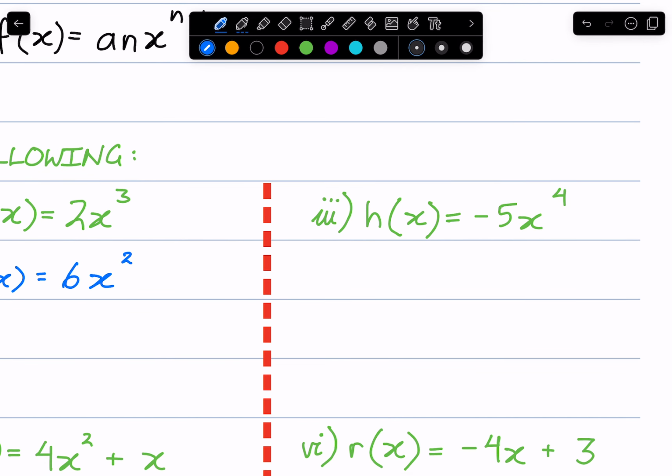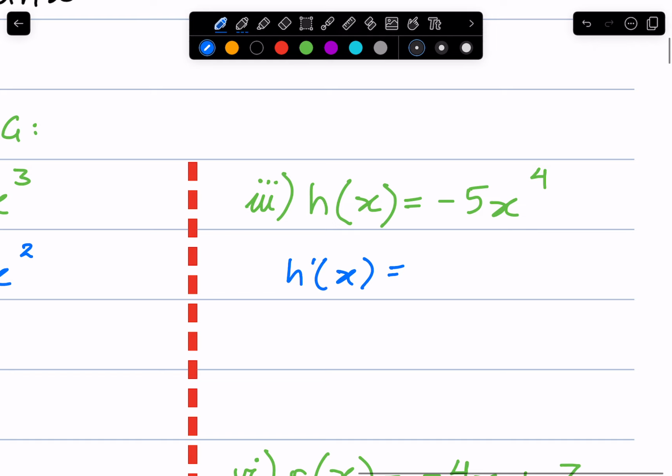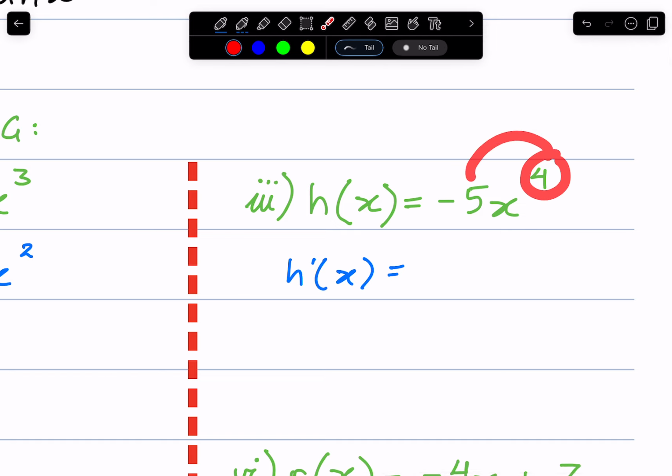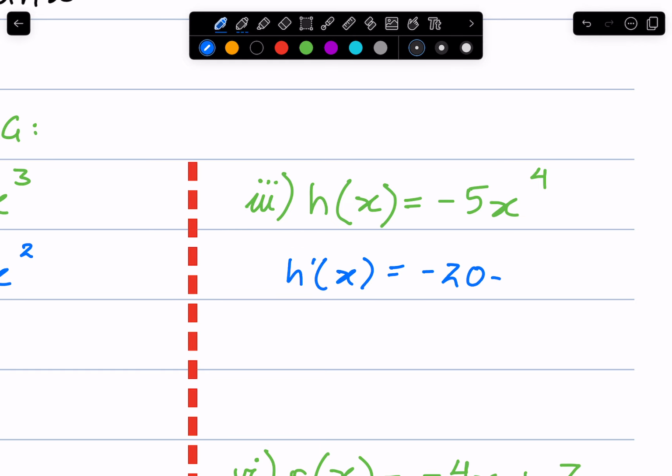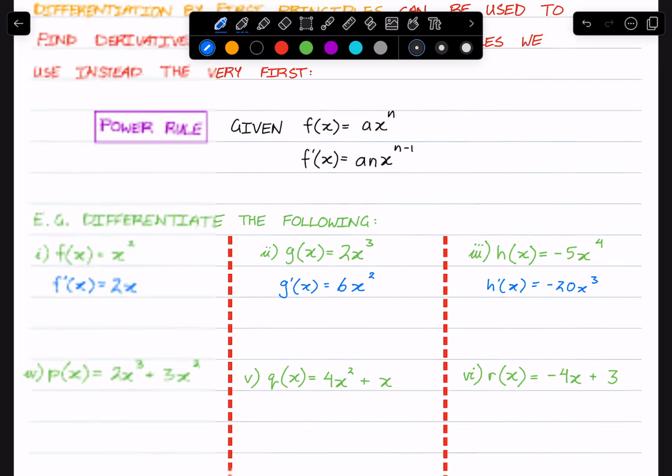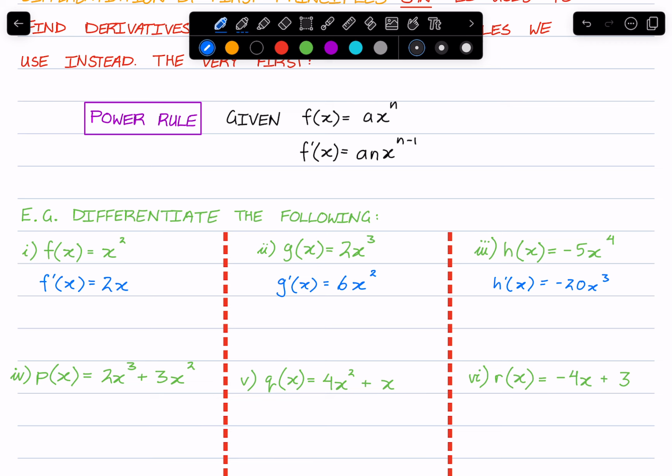The derivative of h of x is h prime of x. And even with negative values such as this, it'll be 4 times negative 5. So it's negative 20x cubed. And that's how we find the derivatives.